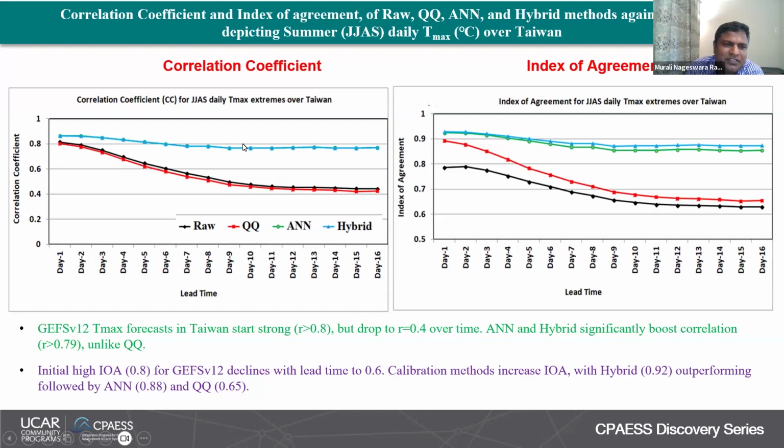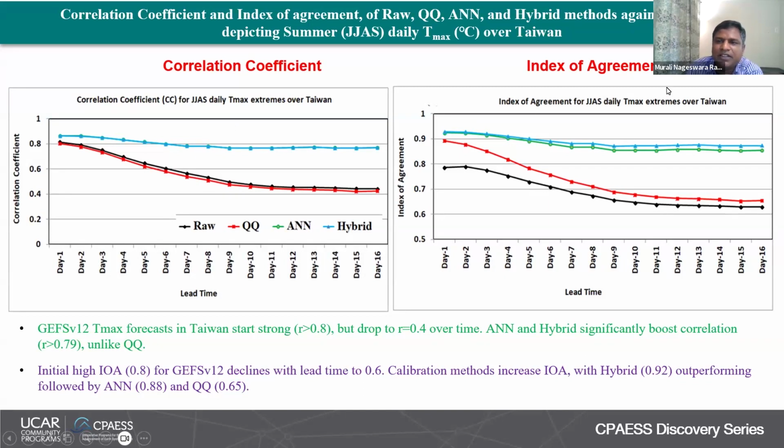One good thing we can see is that the raw model itself is good for the day one forecast. It has almost 0.8 correlation, but it decreases with lead time in the raw model. But when we look at the hybrid method and the deep learning method, both increase a lot. The correlation coefficient is consistent, around 0.8, across almost all forecast lead times. Even for longer lead time forecasts, the correlation improves: for day 16, it goes from 0.4 to 0.8, a 0.4 improvement. It is a big improvement.